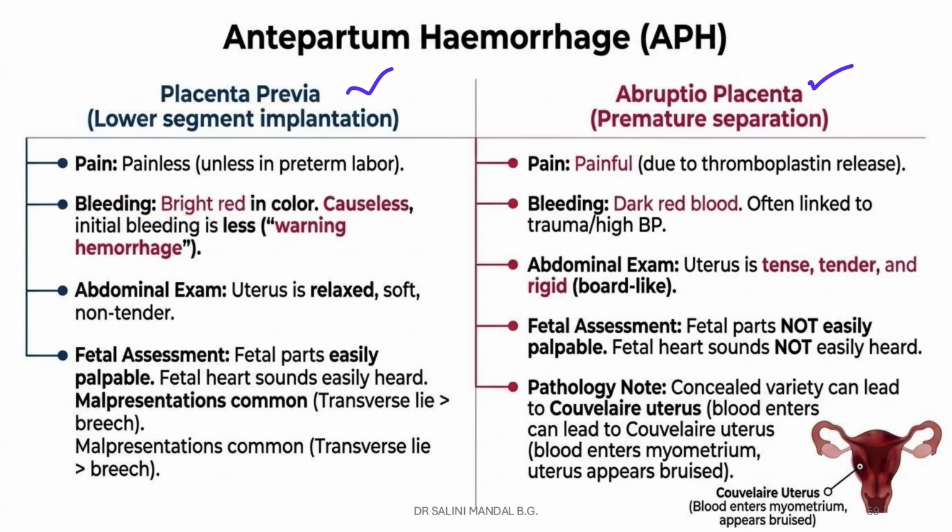So causeless bleeding is what we say in placenta previa. On abdominal examination, the uterus is relaxed, soft and non-tender. But in abruptio placenta, the uterus is going to be tender, tense and rigid. For fetal assessment, fetal parts are usually easily palpable in placenta previa, and heart sounds are also easily heard. The problem is the malpresentations. The most common one is transverse lie, and then the breech.